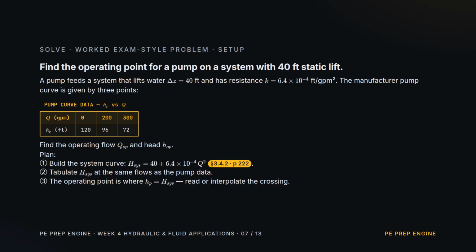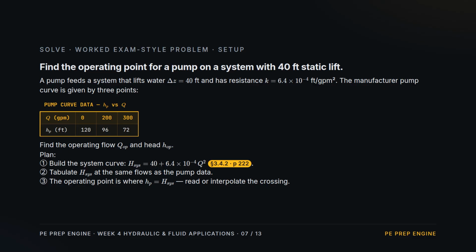Worked problem. A pump feeds a system that lifts water 40 feet. With resistance K of 6.4 times 10 to the minus 4. The pump curve is 3 points. At zero flow, 120 feet. At 200 GPM, 96 feet. At 300, 72 feet. Find the operating flow and head. The plan: build the system curve, 40 plus KQ squared.